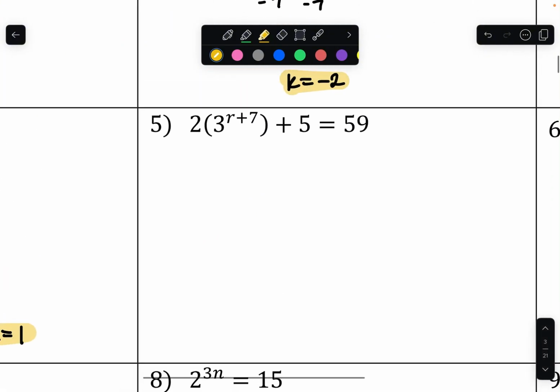Okay, here we have an exponential expression here in the parentheses. So our first step now is to isolate that. So I'm going to subtract 5 from both sides.